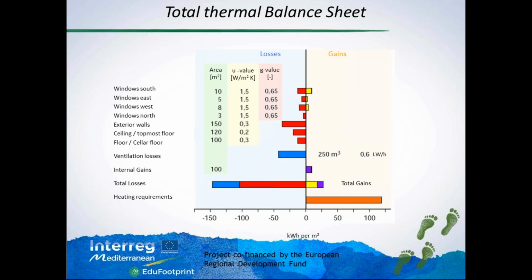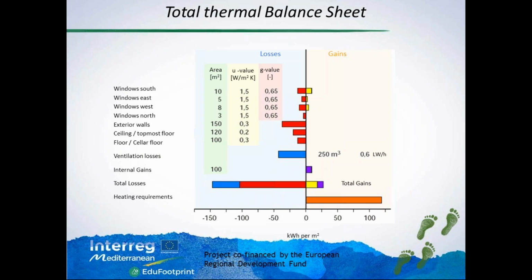All these losses and gains brought together are here listed, and here are the losses: the heat going out through the windows, the heat loss by the walls, the heat loss from the ceiling, from the floor, and here the ventilation losses. All those losses put together are here, and this is the quantity of energy that goes outside of the building when we keep it at a certain temperature.